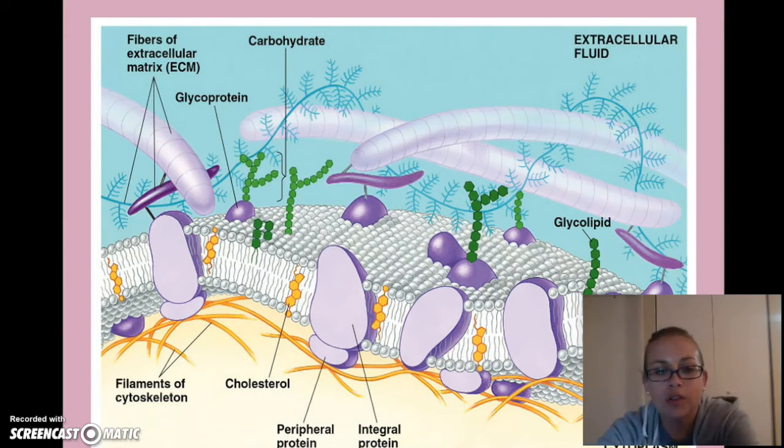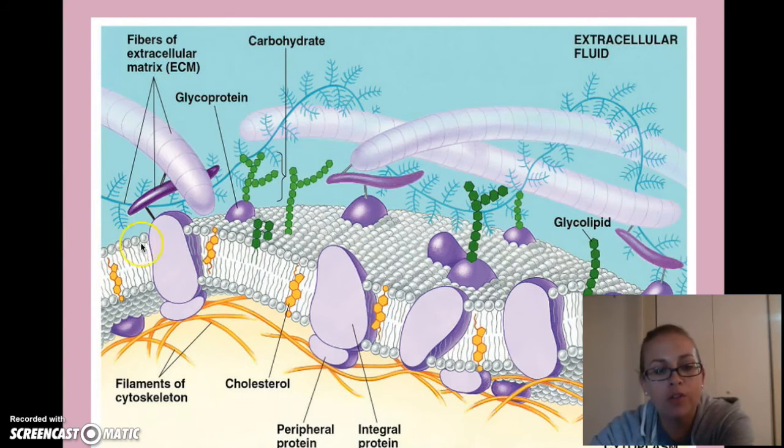So this is a picture you guys are familiar with. Again, we've got the phospholipid bilayer. Here you can see there's some cholesterol molecules throughout. This is the inside of the cell, so you've got the filaments of the cytoskeleton attached to some of these proteins within the cell membrane. And then on the outside, you have your extracellular fluid and your extracellular matrix. And so again, we've got some attachment to the cell.